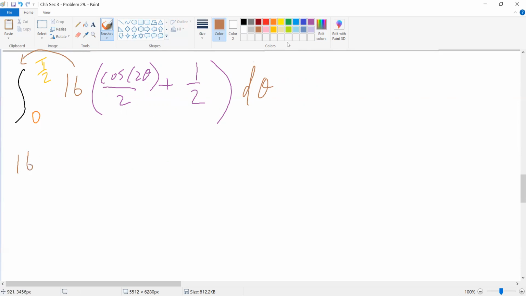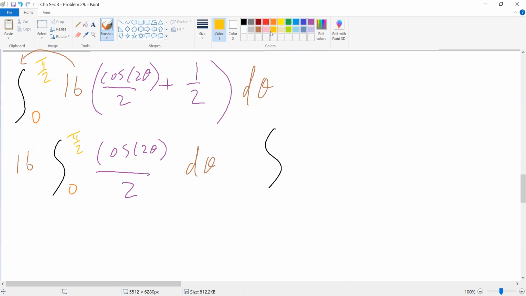So this is 16. Okay, and then I'm going to take the integration of each individual term. So I'll take the integration from 0 to pi over 2 of cosine of 2 theta all over 2 d theta. And then I'm also going to take the integration from 0 to pi over 2 of 1/2 d theta.